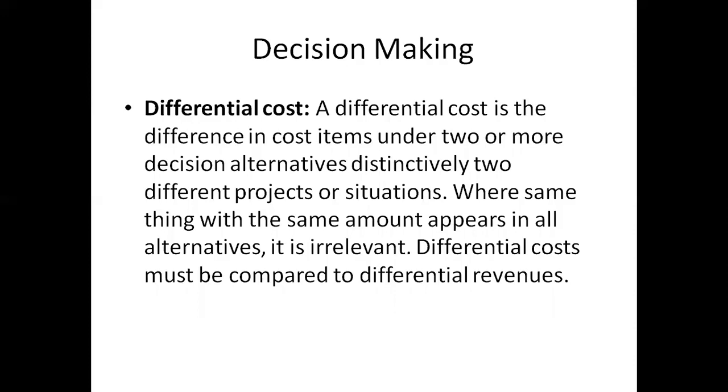Now, differential cost. A differential cost is the difference in cost items under two or more decision alternatives. Now, what are decision alternatives? They are two or more different projects or situations. Alternative means you can either take project A or project B, or you can do job A or job B, and you cannot do all of these at the same time. Where the same thing with the same amount appears in all alternatives, it is irrelevant.